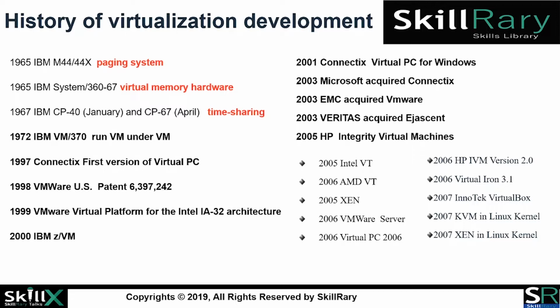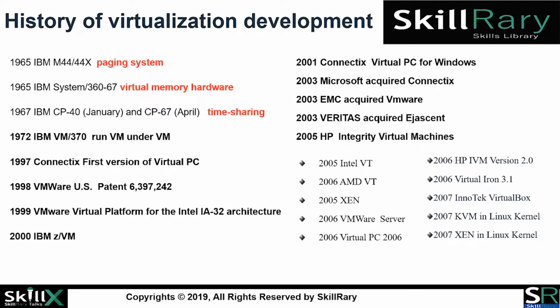In 2006, we had Virtual PC, and HP came up with IVM version 2.0, and in 2006 again we had Virtual Iron 3.1. In 2007, Innotek VirtualBox was available. Also in 2007, KVM and Xen were available in the Linux kernel. There are many other applications, like Sun VirtualBox, which is now Oracle VirtualBox, another alternative to VMware Workstation Player.